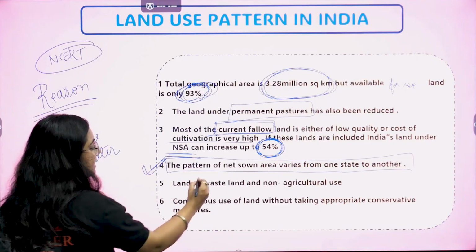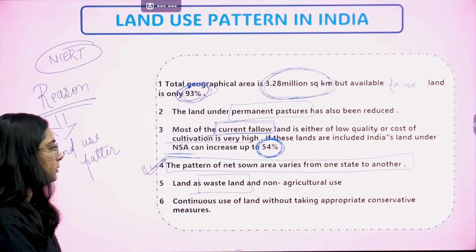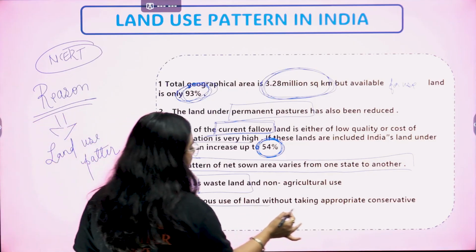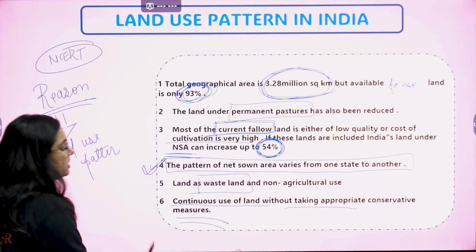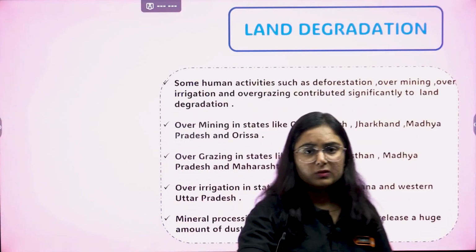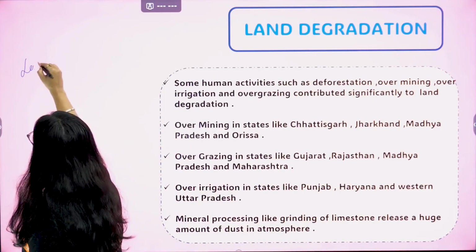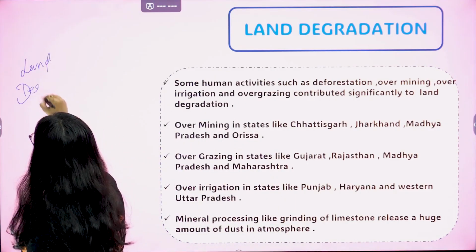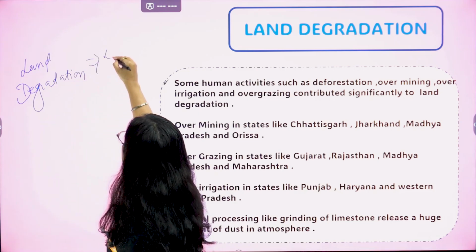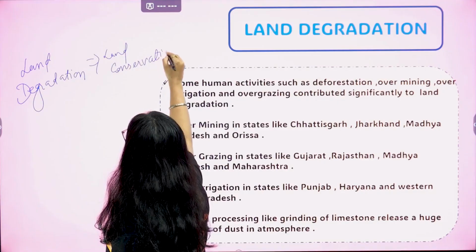We can say that there is certain wasteland under non-agricultural uses like buildings, and continuous use of land without taking appropriate measures. This is one of the factors. Now, this factor is creating a problem. What is that problem? That is land degradation. If we have a problem, then we will find its solution also, and that will be referred to as land conservation.